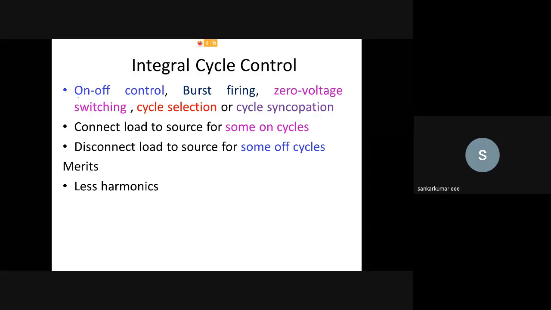It is also called on-off control, burst firing, zero voltage switching, and cycle selection or cycle syncopation. The load is connected to the source for some on cycles, that is N cycles, and the load is disconnected from the source for another M number of cycles. The merit is less harmonics in the output voltage.